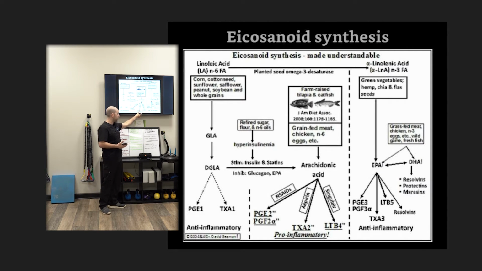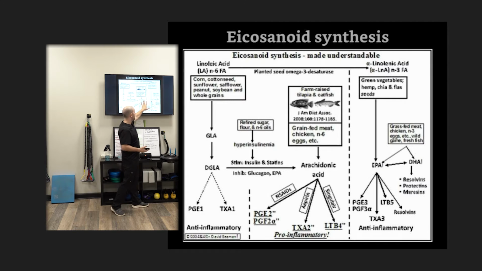If we're taking aspirin, it blocks this pathway. If we're taking Singulair, it blocks this pathway, right? Now, grain-fed meats like chicken or omega-6 eggs, farm-raised tilapia, catfish, all of those go directly into arachidonic acid pathways. So there's no opportunity for it to come down into the anti-inflammatory pathway, even if you don't have hyperinsulinemia, your insulin levels are fine, and you're not taking statin medications. If you're eating these types of things, it just goes right into this pathway.